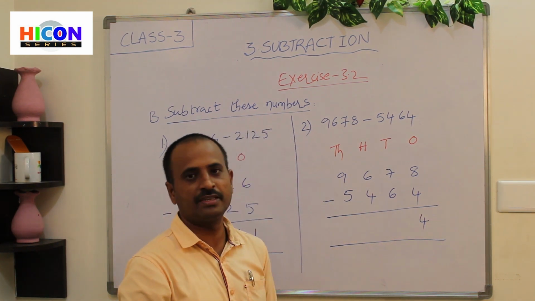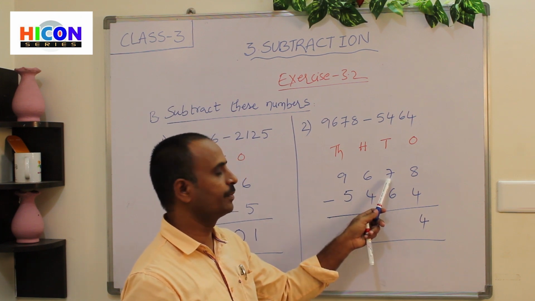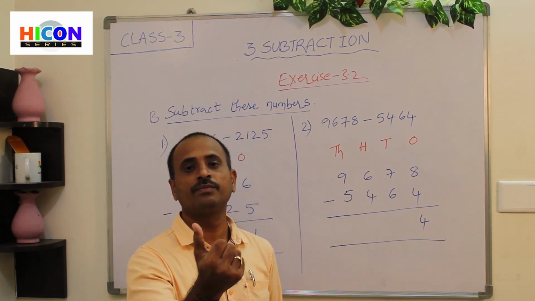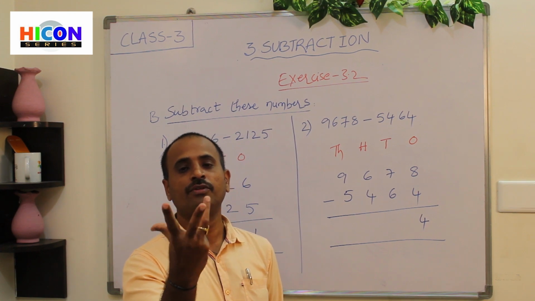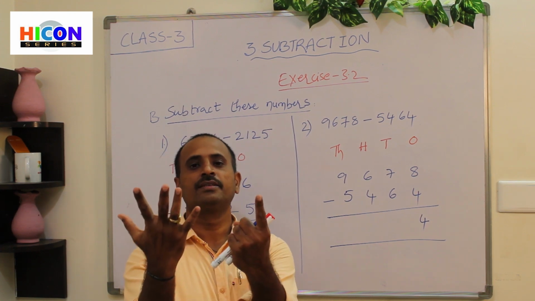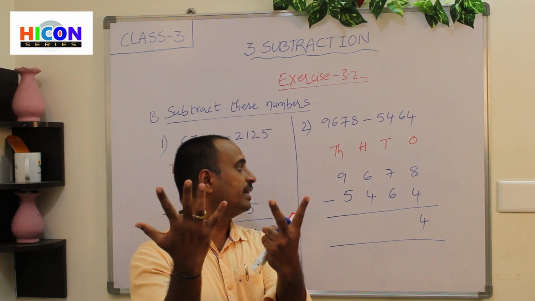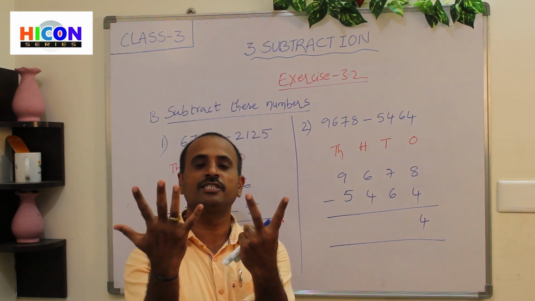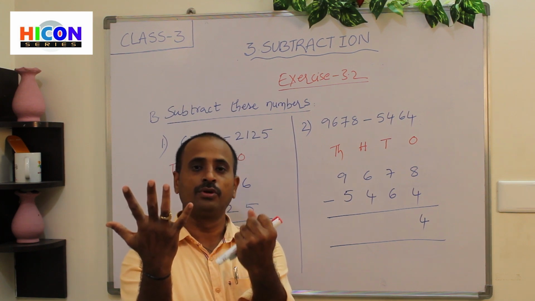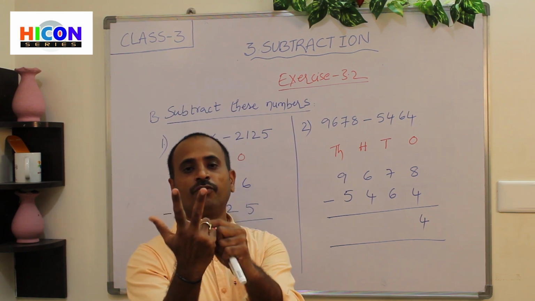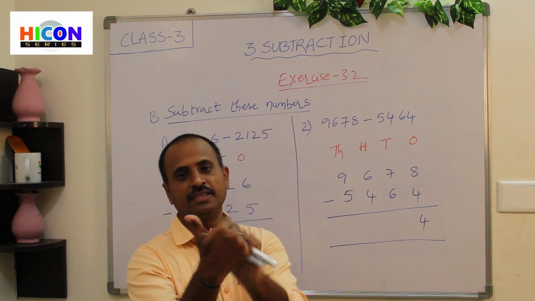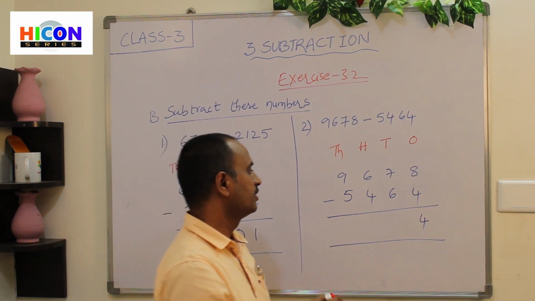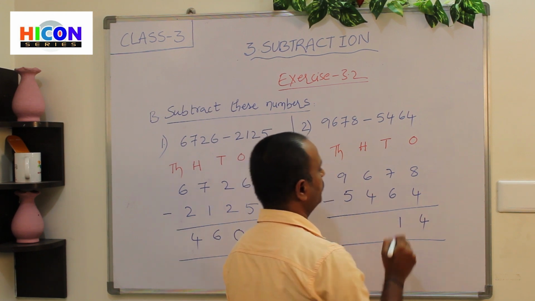Next go to tens place. So what is the first number in tens place? 7. So open 7 fingers of your hand. 1, 2, 3, 4, 5, 6, 7. There are 7 fingers. So what is the second number? 6. So close 6 fingers in these 7 fingers. 1, 2, 3, 4, 5, 6. So children, how many fingers are left here? So 1 finger is left here. So write 1 under tens place.